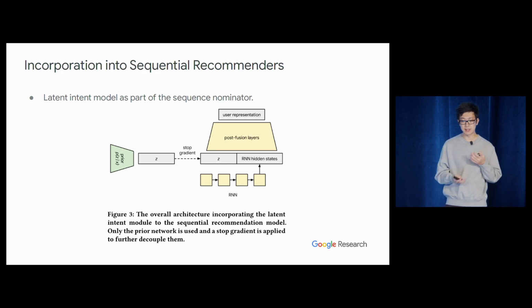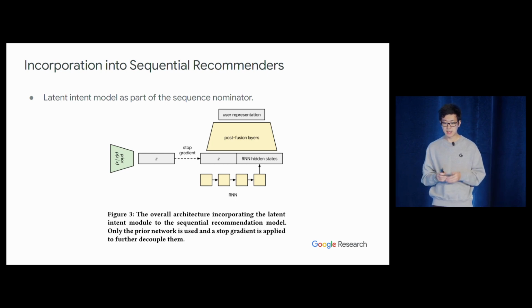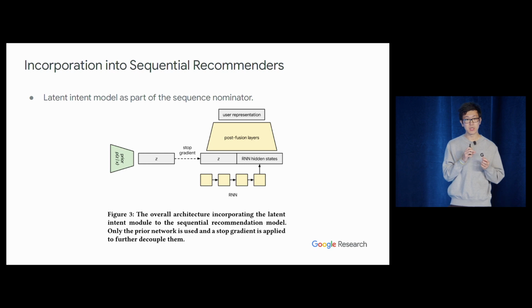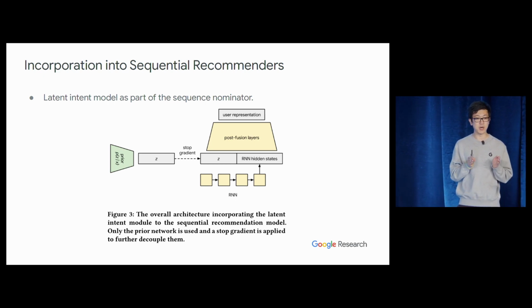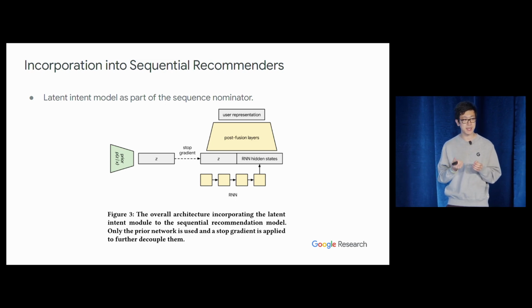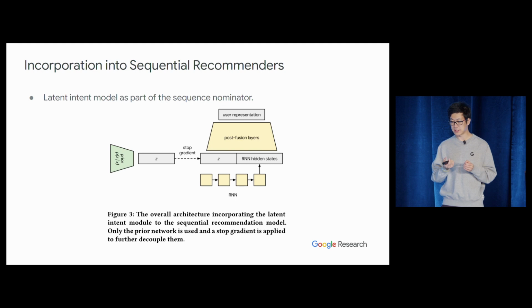And then the way the latent intent model interacts with the sequential recommender system is that we only use the prior network to generate the inferred user intent, and then concatenate that intent with the existing RNN hidden state, and then pass that through the post-fusion layer to get the user representation. So essentially, based on users' past behavior on the platform, we first infer users' current intent. And then that inferred intent is used as part of the user representation, which further affects the recommendation policy. Right? So essentially, we are conditioning the recommendation policy on the inferred user intent.